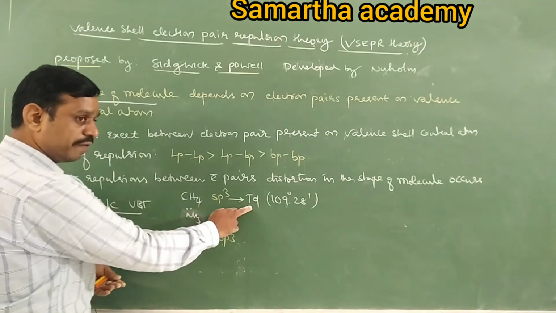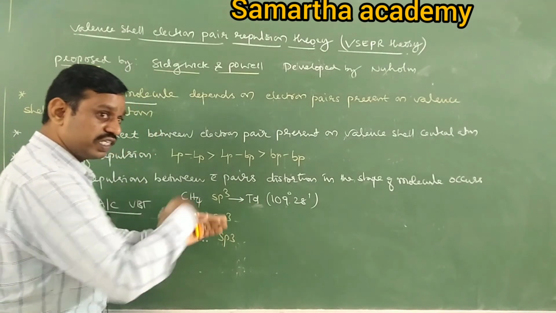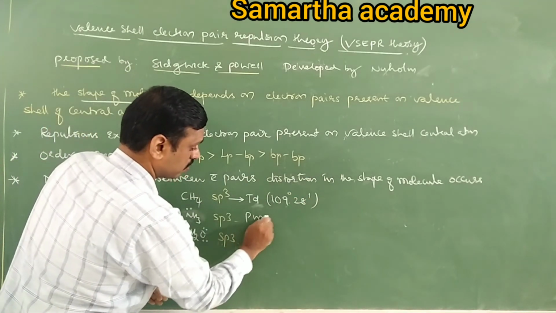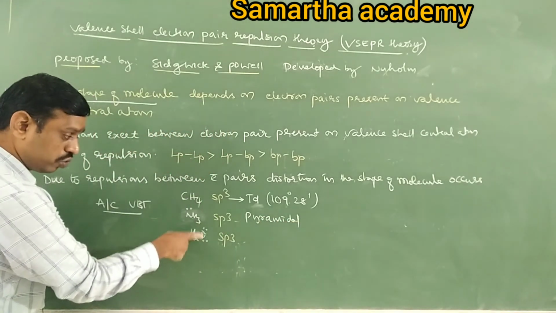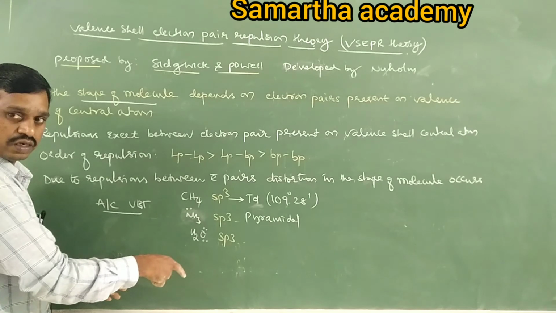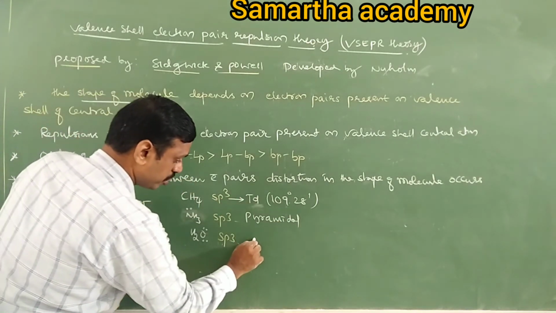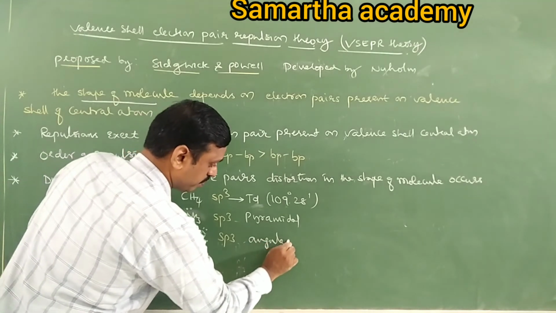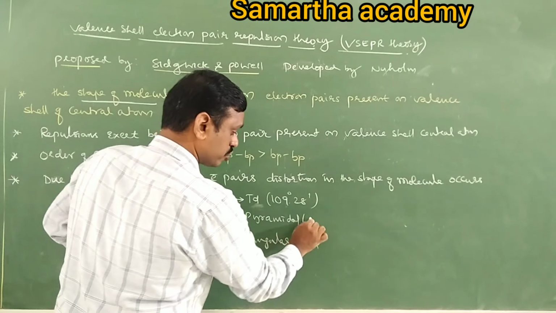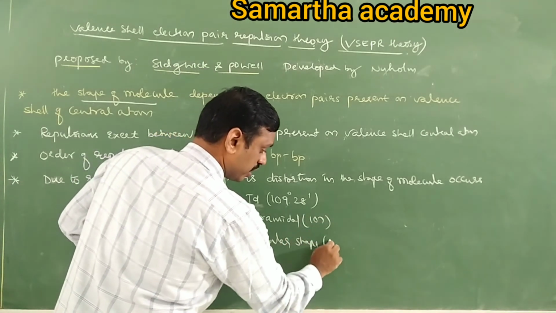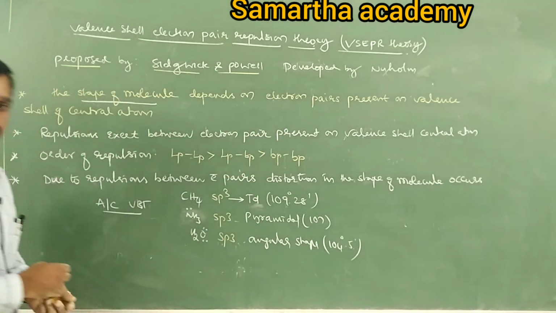It's supposed to be tetrahedral, but this tetrahedral is distorted to pyramidal. Next, here due to two lone pairs, the tetrahedral is distorted to a V shape, angular shape, or bent shape. And here the bond angle is reduced to 107 degrees in ammonia, and reduced to 104 degrees 30 minutes in water.